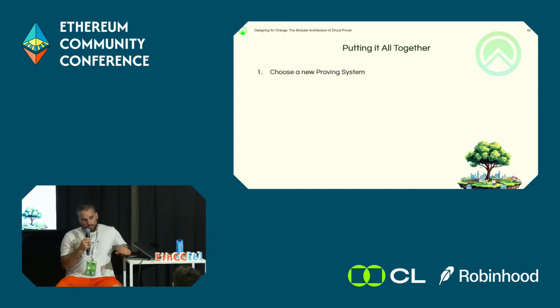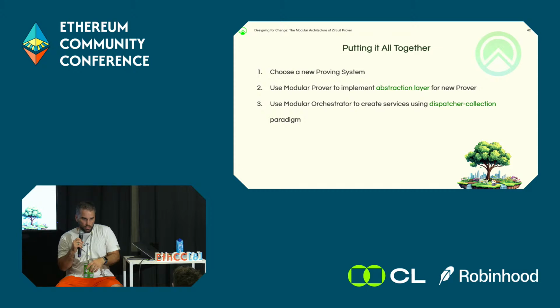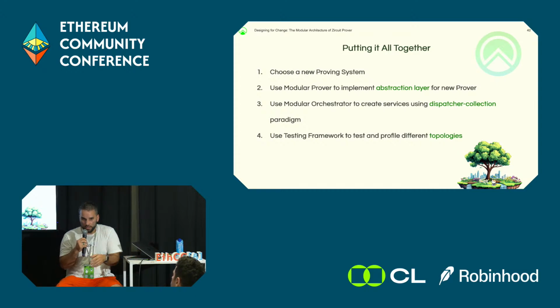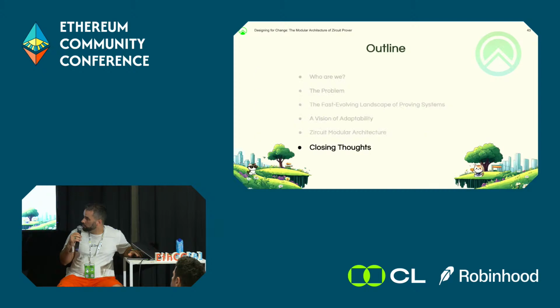So if you want to put it all together, let's say tomorrow there's a new proving system I want to bring in. I choose the proving system first. Then I use the modular prover to implement the abstraction layer first, mostly the prover and the verifier. Then I use the orchestrator to come up with a topology. Maybe I want a proving layer, then a couple of compression layers, then aggregation. Again, you can choose however you want there. Then you can use the test framework to test different topologies, see which one is faster, which one works best for your use case. Using that, you choose your best topology and ship it.